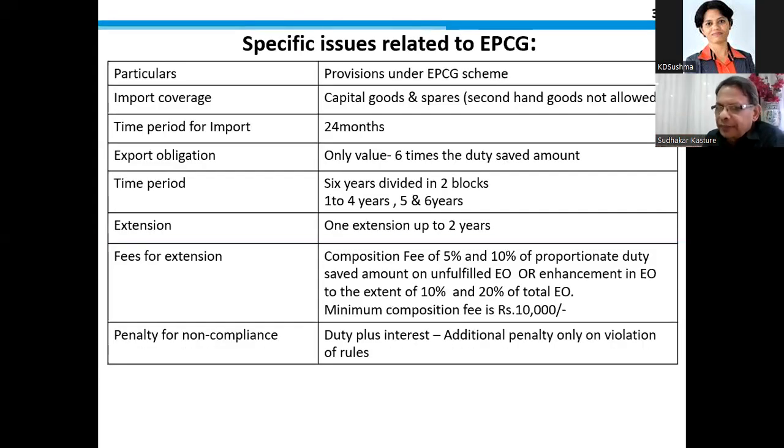How does the scheme operate? Import coverage, capital goods and spares, second-hand goods not allowed. Only new goods have to be imported. Time period for import, 24 months. Export obligation, only value. 6 times the duty saved amount. 6 times. Understand, I'll give you an example. You are importing machinery worth 1 crore. Your duty saving amount is 30 lakhs. 6 times of 30 lakhs you will have to export. What you will export? Goods manufactured by use of that machinery.